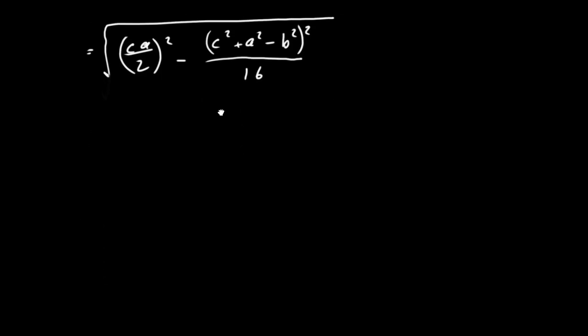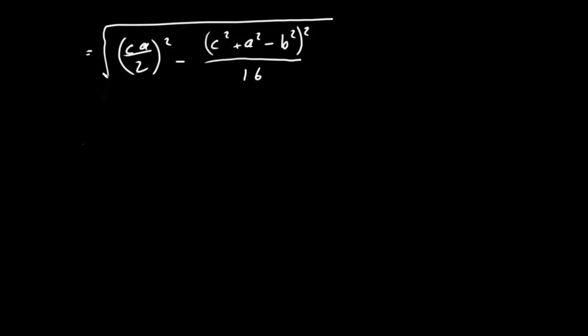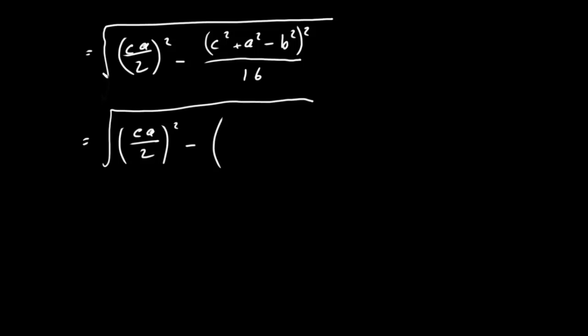So let's push on again. So here we have the square root of (ca over 2) all squared minus, now I'm going to convert this into an entire square again. So the top line squared would be c squared plus a squared minus b squared. The bottom will just become 4. So if you square the top, square the numerator, you'll end up with this.